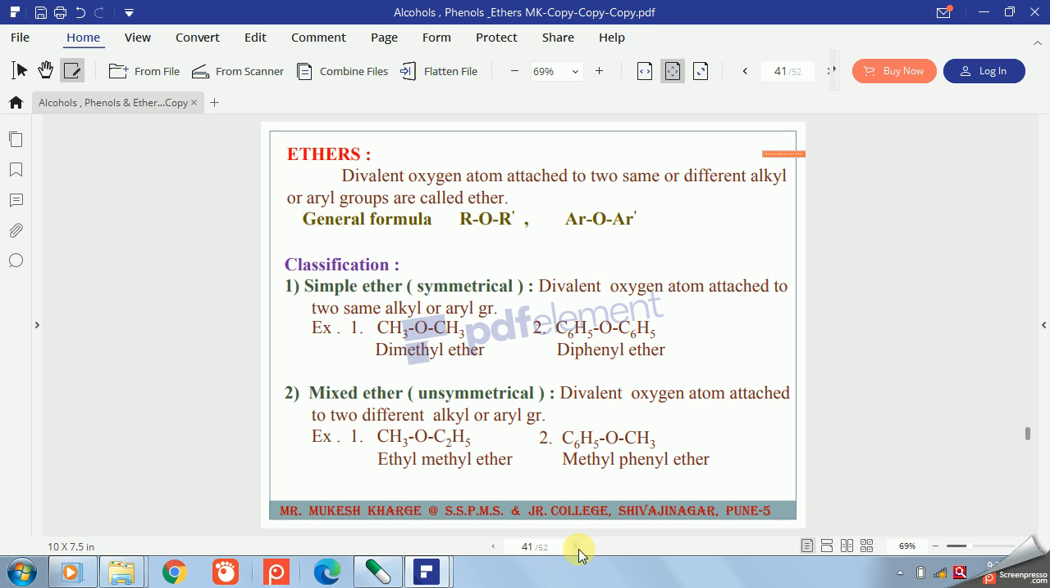So what is the functional group of ethers? It is -C-O-C-, that is the ether linkage.